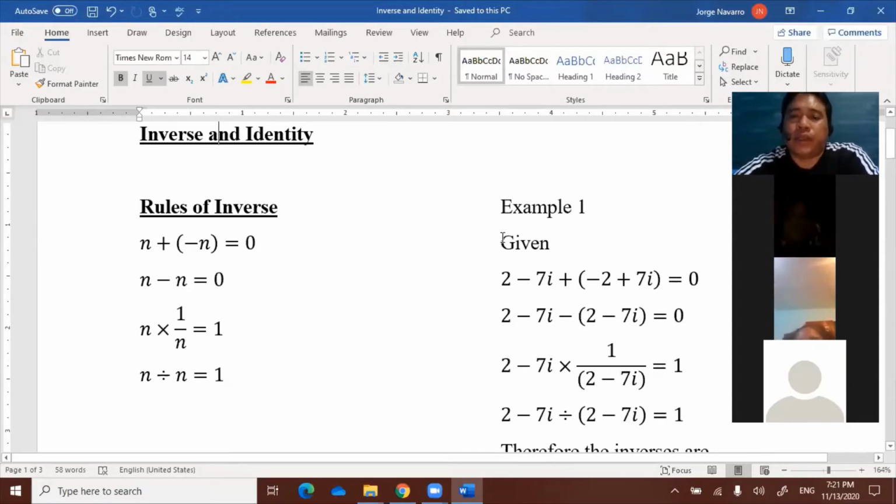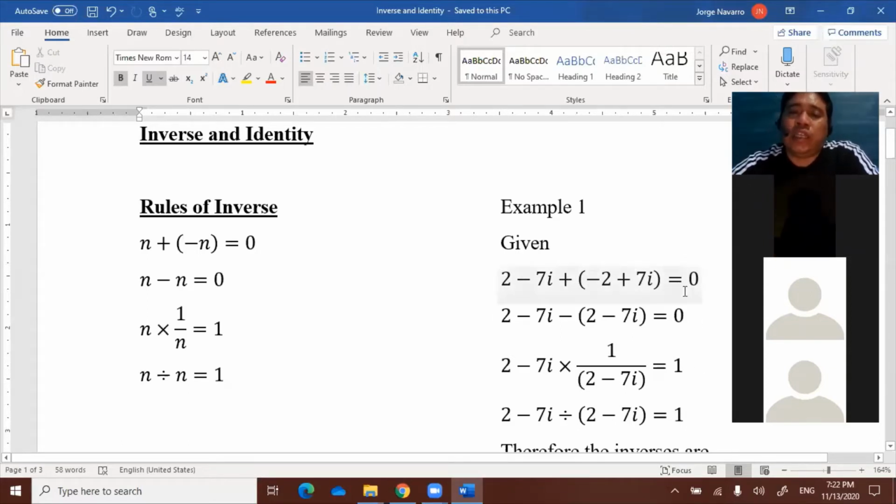So example 1, it says given 2 minus 7i, added to the negative of itself. So the negative of itself means if 2 was positive here, that means inside the bracket it has to be negative. And the 7i being negative out here, inside the bracket has to be positive. That's what it means to the negative of itself. So that it equals 0.